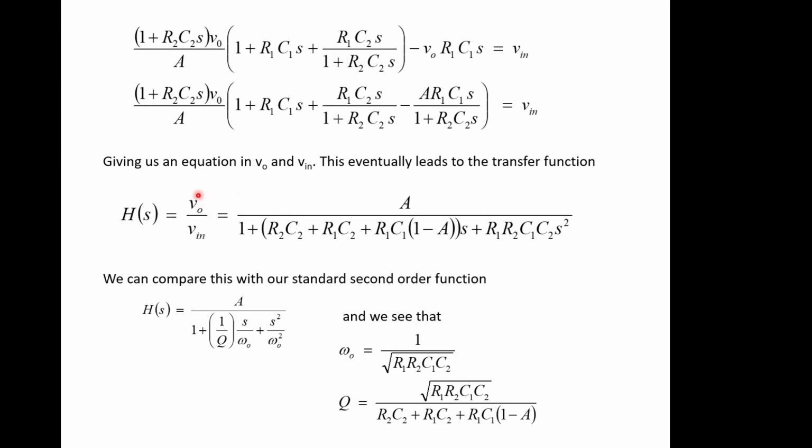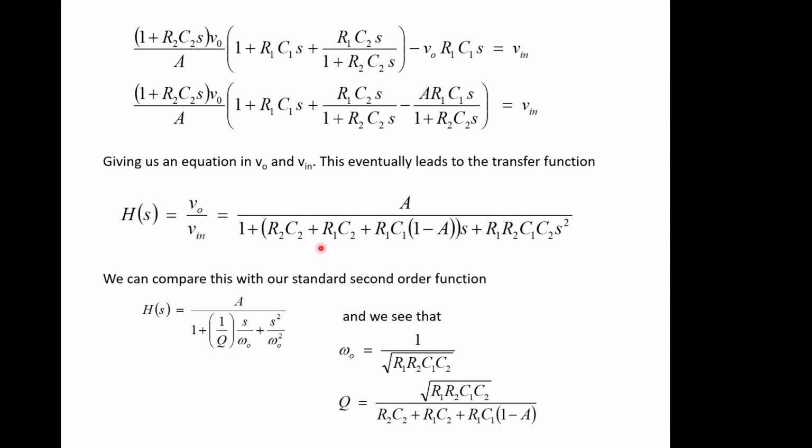Eventually it leads you to this transfer function H(s) equals V0 over V in, which is defined by all these components and parameters in the circuit, which is starting to get a bit complicated. But we can compare that with our second order function template, and we can see that we've got a standard second order response here, because we've got a coefficient of s squared, a coefficient of s and a coefficient of 1. So we can relate that to the second order template with omega naughts and Qs in it. We can see that omega naught is defined as 1 over the square root of R1, R2, C1, C2, and Q is a bit more complicated, as it involves all the components and also the gain of the stage.